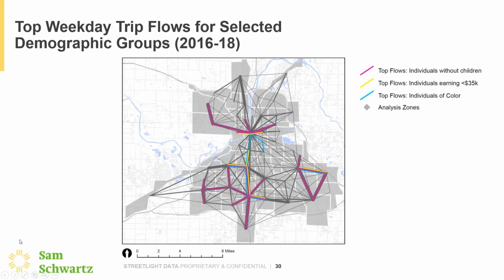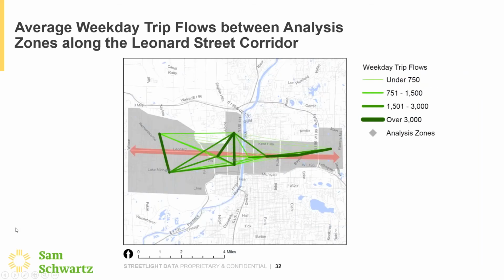We also looked at individuals who have lower income levels and individuals of color, and we were seeing some of these flows a little bit more concentrated on areas on the south side of the community. And that also aligned with some of the demographic patterns that we knew already. And this is another way to slice the data.